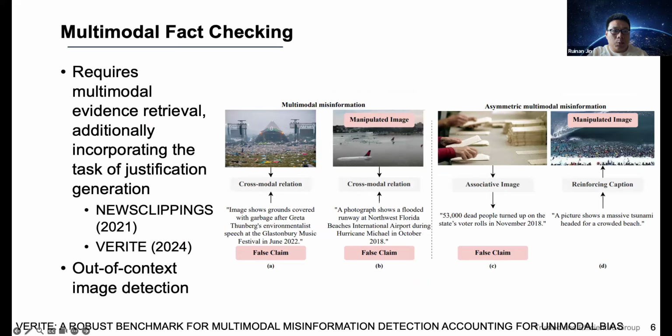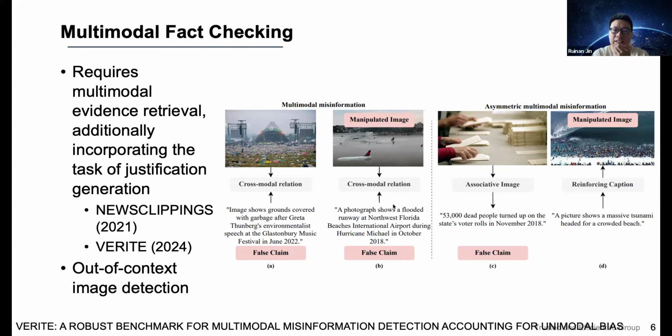And here we come to multimodal fact checking, because most of the data are multimodal, or even for text-only data, they require multimodal evidence retrieval. So this is the motivation for why these kinds of systems appear. And here is an example that I bring from one of the benchmark datasets in multimodal fact checking. On the left half, the paper calls it the multimodal information.